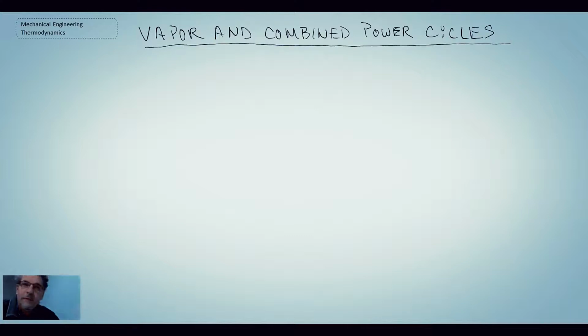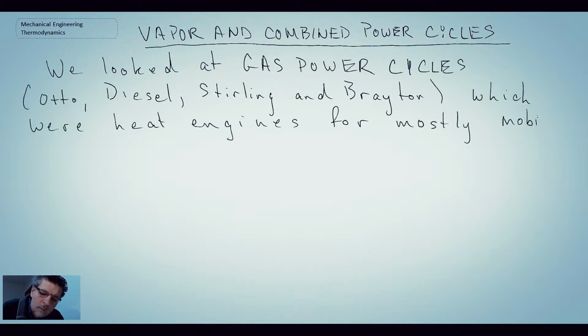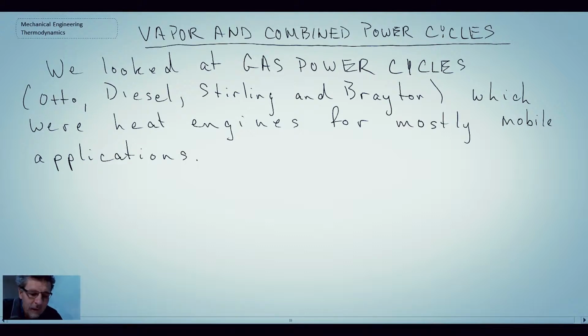Thus far, in terms of power cycles, we looked at the gas power cycle and we considered a number of different ones there. We looked at the Otto, the Diesel, the Stirling, and the Brayton. The Otto, the Diesel, Stirling perhaps to a lesser extent, and the Brayton are gas power cycles that are quite often used in mobile applications, be it an automobile, a ship, or aircraft in the case of a Brayton cycle. We're now going to be looking at vapor power cycles.